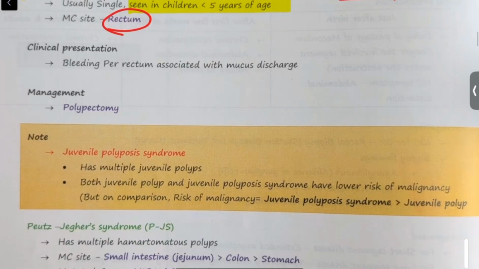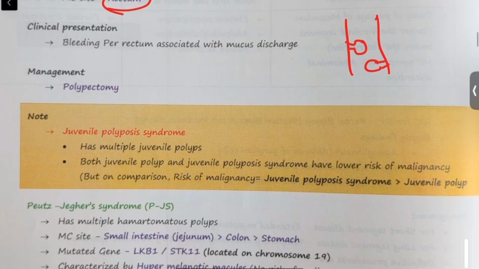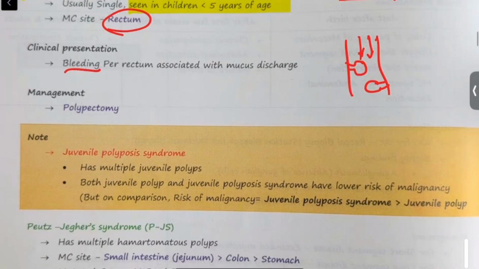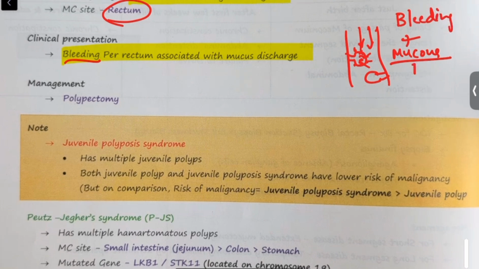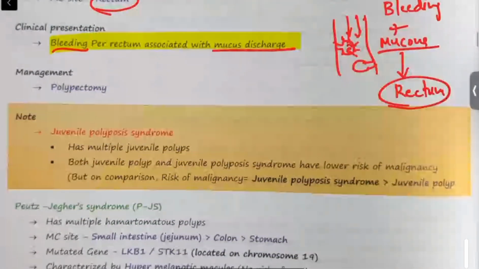So what is the clinical presentation? A polyp is some mucosa protruded like this. Okay, so this is a polyp. Whenever food passes or whenever there is peristalsis, there can be bleeding. Hence the most common clinical presentation will be bleeding per rectum, associated with, since this mucosa is hyperplastic now, all this mucosa will secrete secretions, that will be mucus. So bleeding plus mucus, and the most common site is rectum. Bleeding and mucus discharge from the rectum will be the clinical feature in case of juvenile polyp.